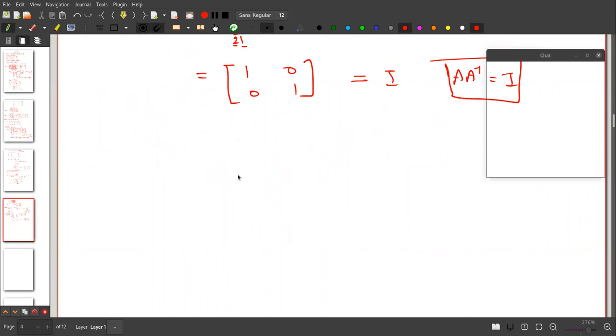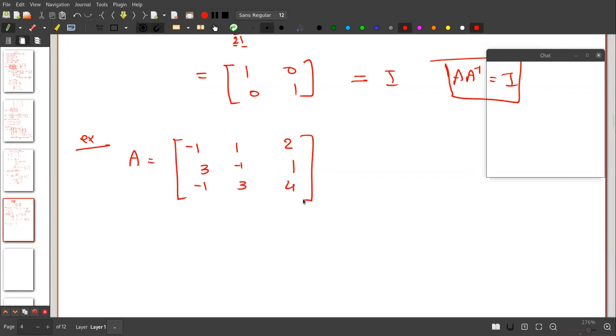Okay, so if I give you some 3 by 3 case, let's say another example. Say I am giving you a matrix A: minus 1 1 2, 3 minus 1 1, minus 1 3 4. Let me check once. Minus 1 minus 1. Okay, so if I want you to calculate the inverse of this matrix, can you do it?